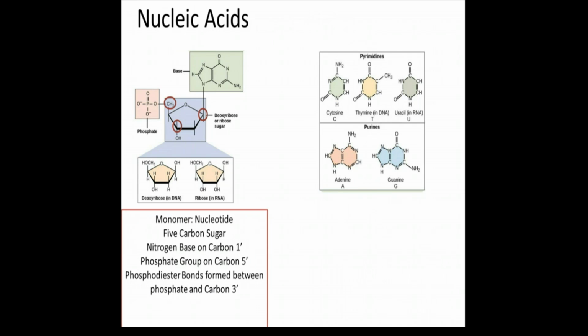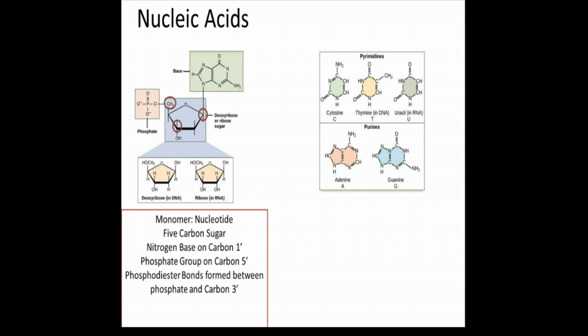Moving on to nucleic acids, the monomer is a nucleotide. It is a 5-carbon sugar with a nitrogen base on carbon number 1 and a phosphate group on carbon number 5. Phosphodiester bonds form by dehydration synthesis between the phosphate of one nucleotide and carbon number 3 on the second.